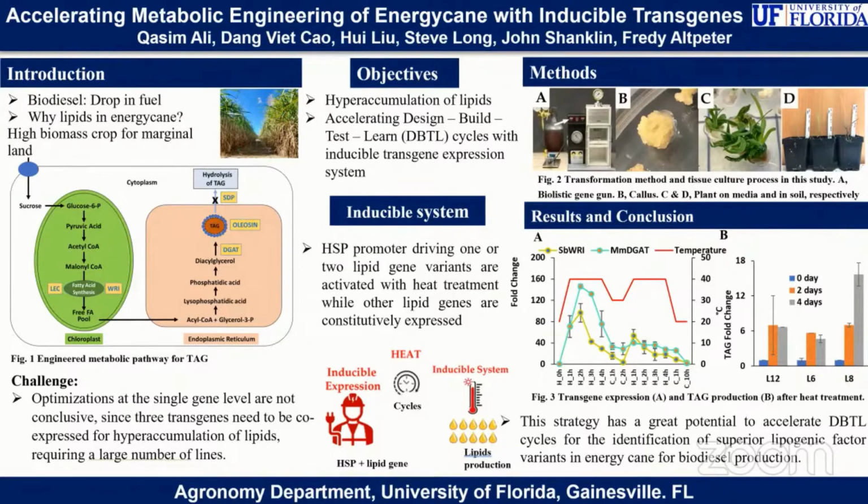Energy cane can be converted into an oil cane by co-expression of 3 lipid genes through a complex metabolic engineering approach. Figure 1 shows a typical engineered metabolic pathway for hyperaccumulation of lipids. In this, the first 2 steps are to increase the fatty acid synthesis and the triacylglycerol, or TAG, molecule, which is the high storage lipid molecule. The third one is to optimize its storage, and finally, preventing that TAG from hydrolysis. So the involvement of these 3 lipid genes makes this metabolic engineering challenging.